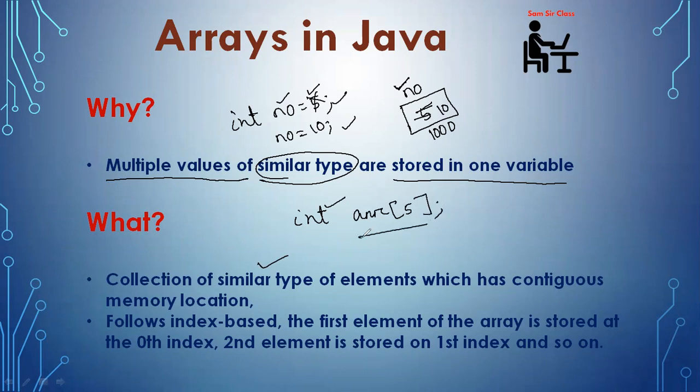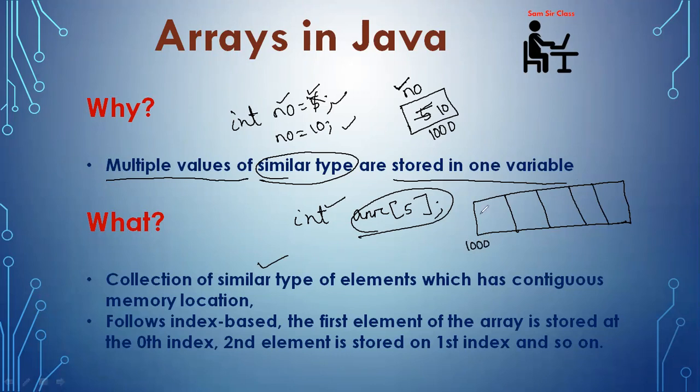So what you are doing here is giving the request: I want to store 5 values, so I need 5 blocks of memory. If my starting block's address is 1000 and it is of integer type, then every block size will be 4 bytes. So if the starting address is 1000, then the next block's address will be 1004, the next will be 1008, 1012, 1016.